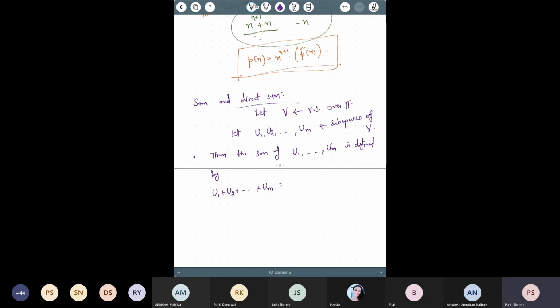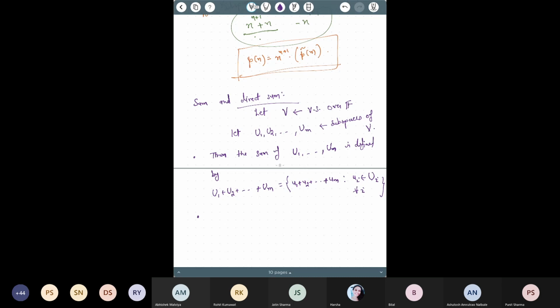And how is it defined? It is the collection of all vectors of the form u1 plus u2 and so on up to uM, where these small ui belong to capital Ui for each i. This is how we define the sum of subspaces. So every element in this sum will be of the form u1 plus u2 and so on up to uM, where these vectors ui belong to the subspace Ui.